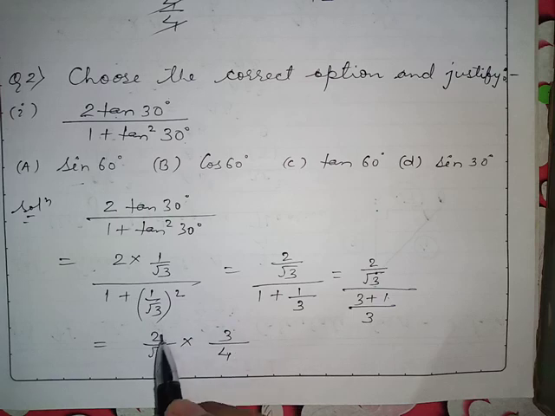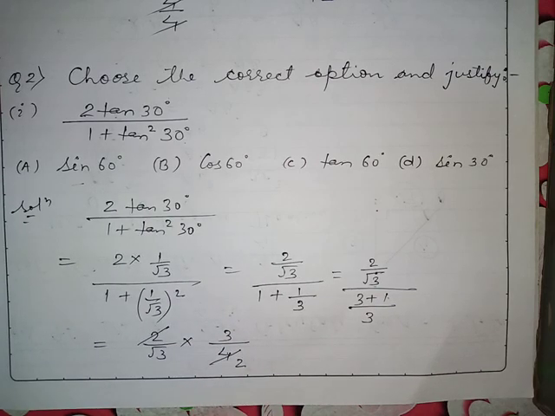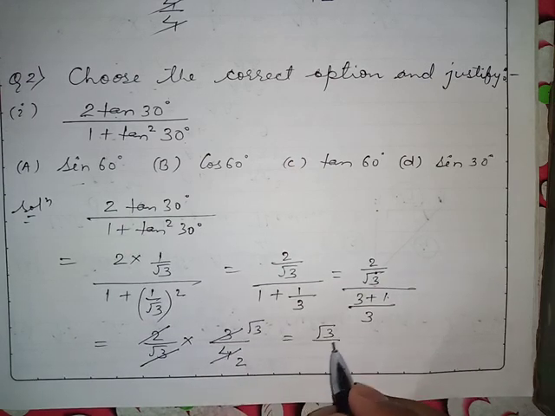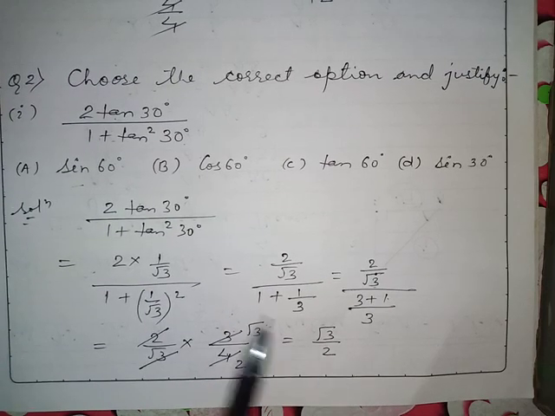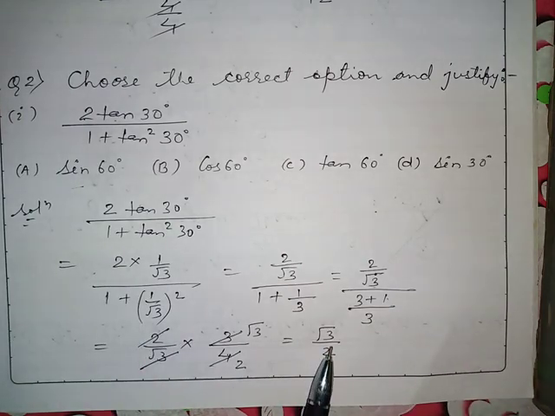Now see, here it cancels out, 2 twos are 4. And here it is 3 and it is root 3. So root 3 into root 3 is 3, root 3 into root 3 is 3. So it cancels out. So the value becomes root 3 by 2. So you have to check for which of these 4 options the value is root 3 upon 2.